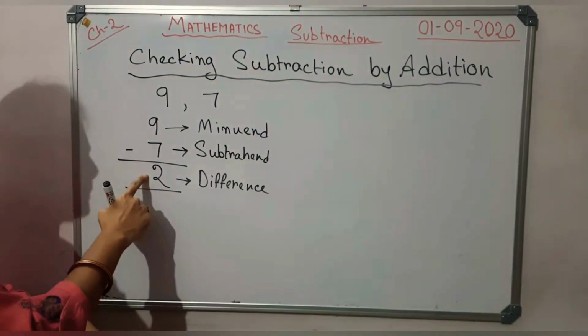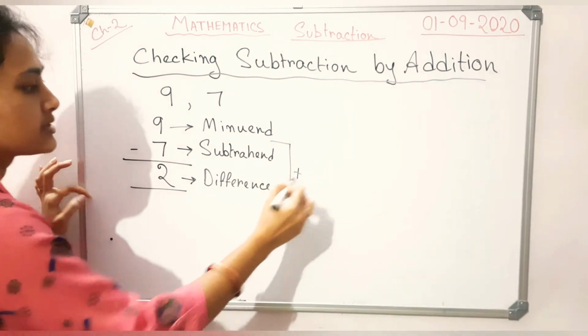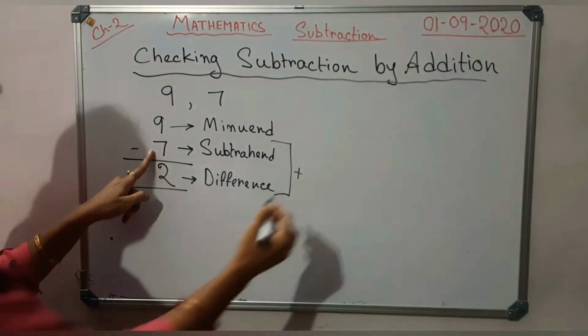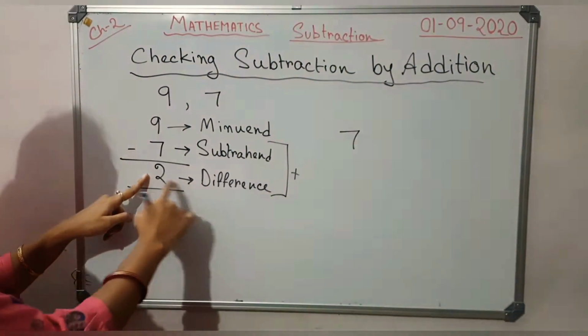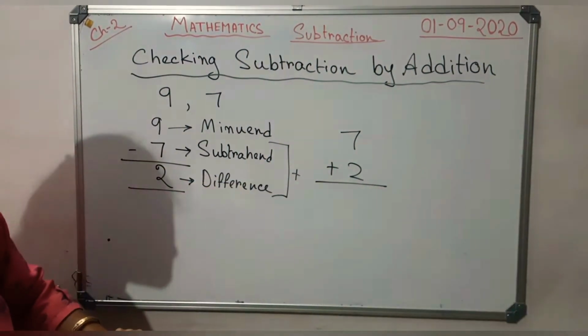Now I have to check my answer. What do I have to do? I will add these two, subtrahend and difference. 7 and 2, my difference. You have to do the addition only. 7 plus 2, how much, students? 9.